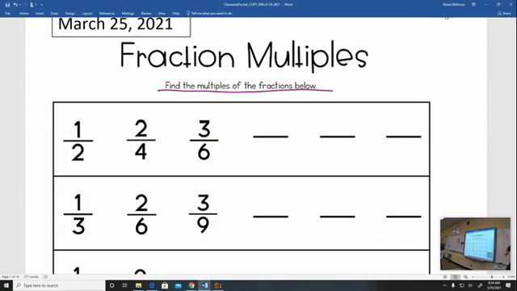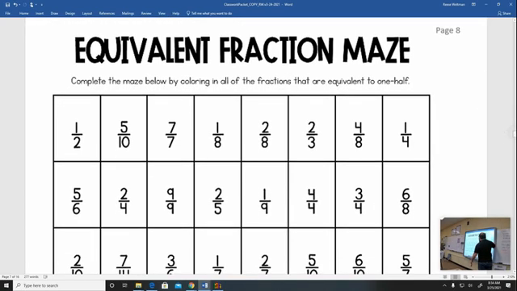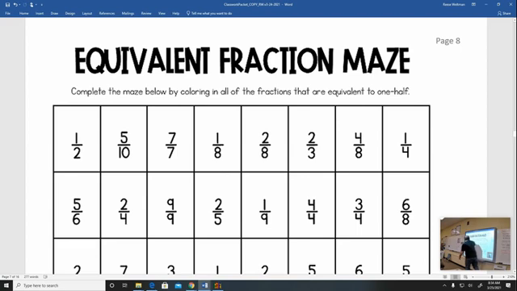I think what we'll do is we'll do the first one together here, and I'll explain the maze as well. Then we'll give you guys some time to work, I'll make my way around, see what you're doing, and then we'll come back together and do everything together at the end, okay? Even if I read you the instructions, I want you to please read them on your own as well. So, the maze: you're going to complete the maze by coloring all the fractions that are equivalent to 1/2. These are the easiest ones, right? You guys are good with 1/2.